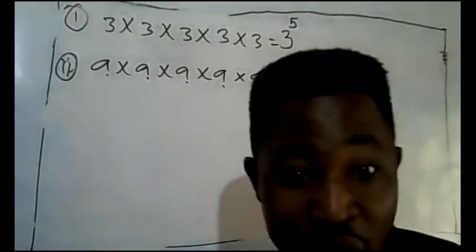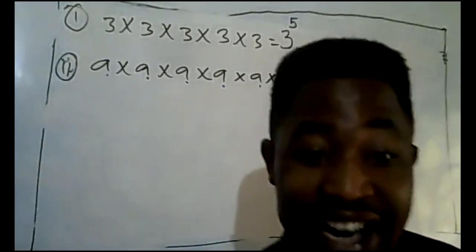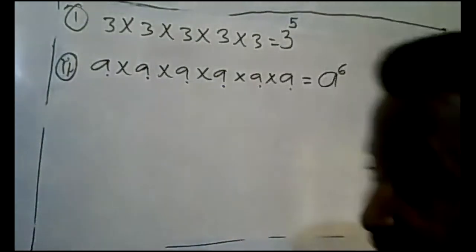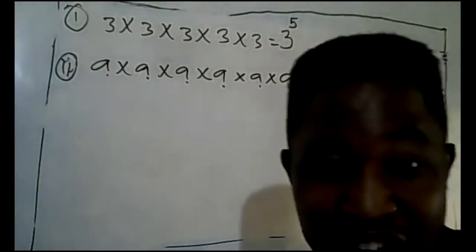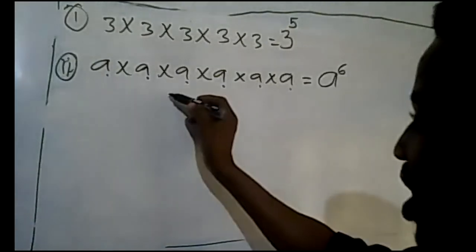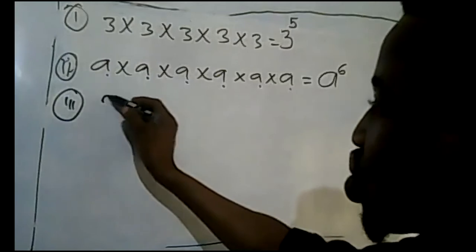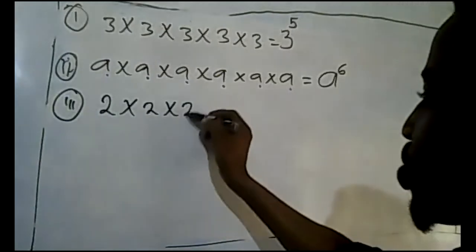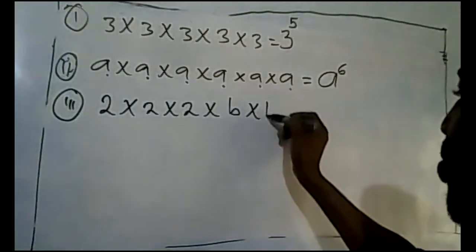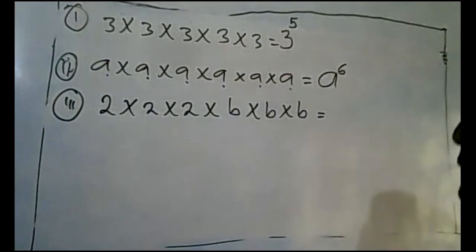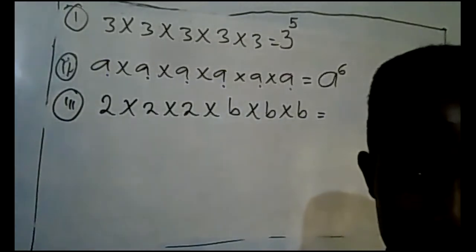Yes, it's that simple. Mr. Ogularu, I can do it. I know it. Okay, let me test your knowledge if you actually know it. So let's do this together. Number 3. What would this be? 2 times 2 times 2 times B times B times B. Yes? Someone is confused now.